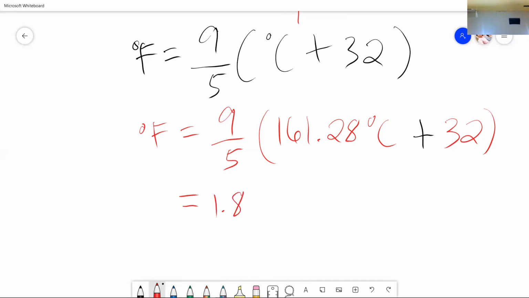Now, get the sum. 161.28 plus 32, and we have 193.28 degrees Celsius. And now, get the product times 1.8.